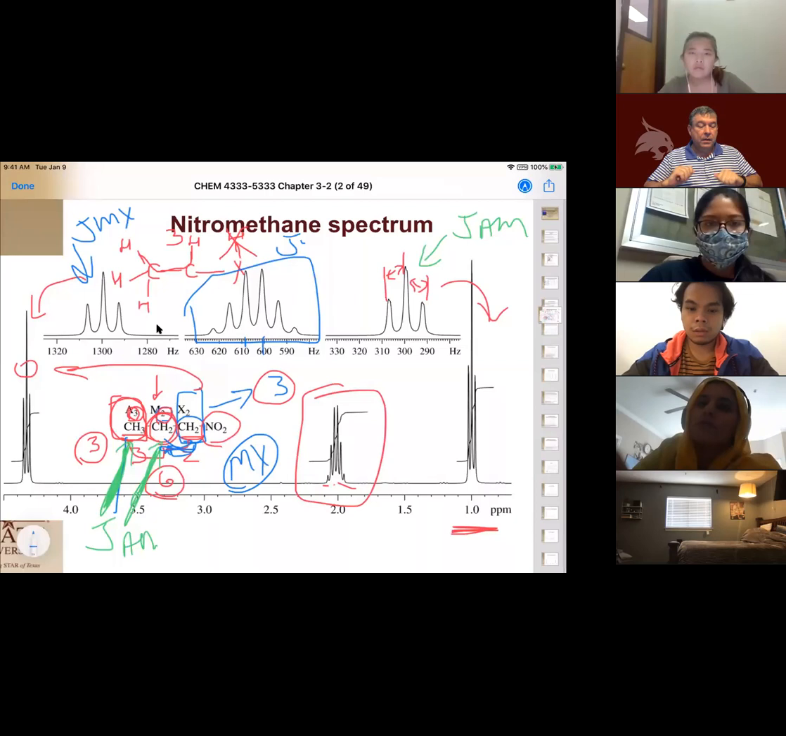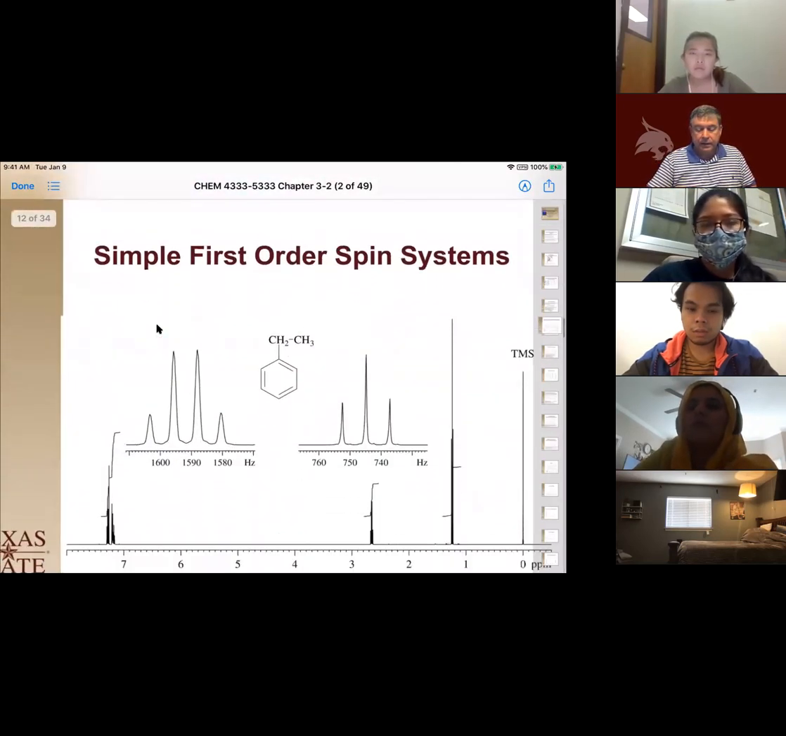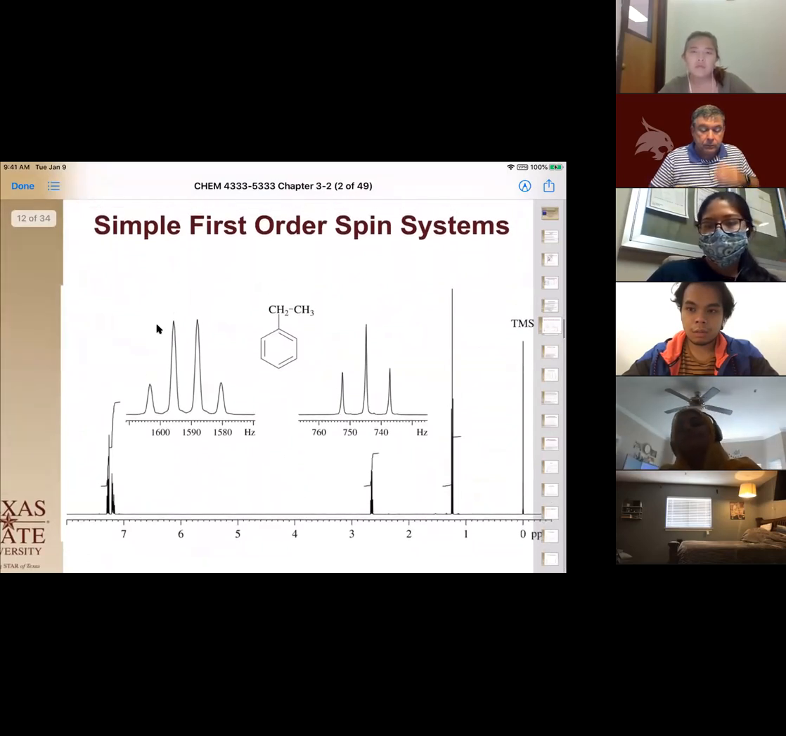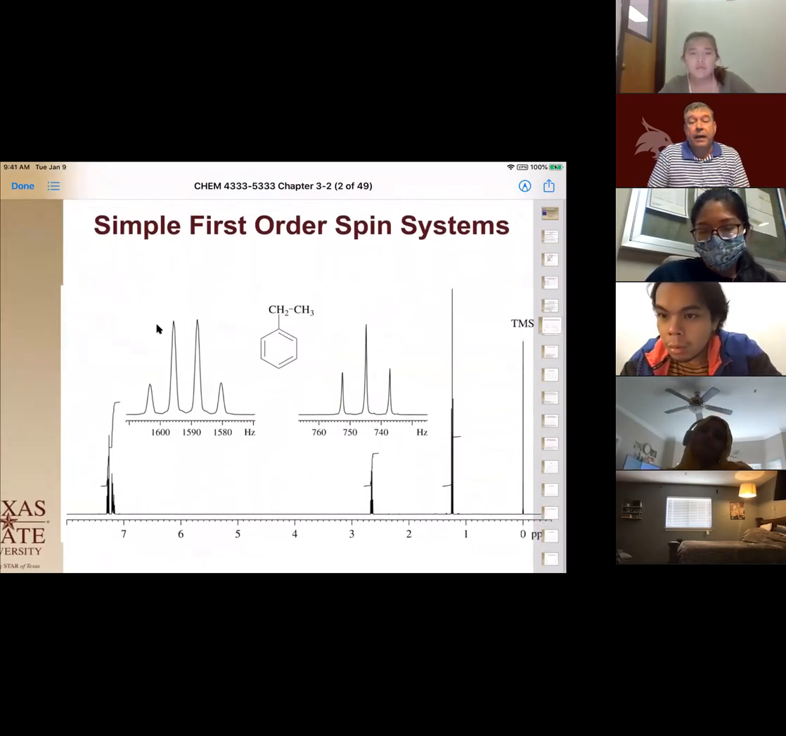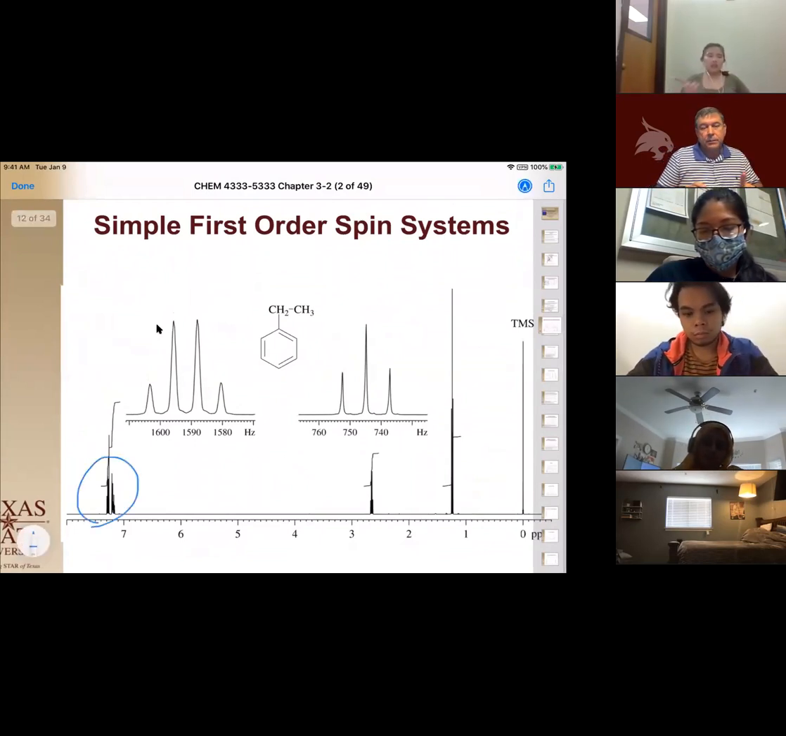Okay, let's do one more. We're going to apply that same thing to the aliphatics here. We're not going to do the benzene ring here because that's actually more complicated. We're going to do that in a little bit. But what I want to do is look at these two right here.